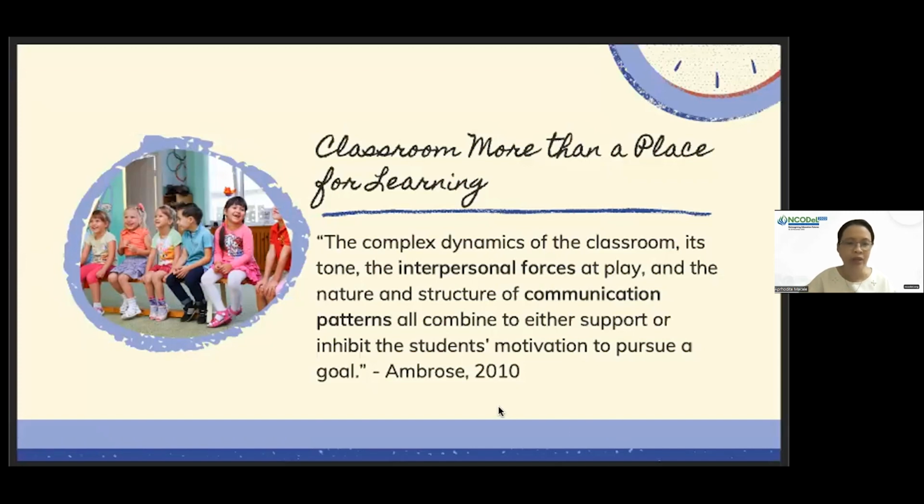So I quoted here Ambrose 2010. He mentioned that there is really a complex dynamics inside the classroom. It includes the tone, the interpersonal forces at play, and all the communication patterns that affect the performance of the students and also their motivation. So that is just to point out that it is indeed important to examine the resulting classroom environment whenever we implement different teaching strategies.